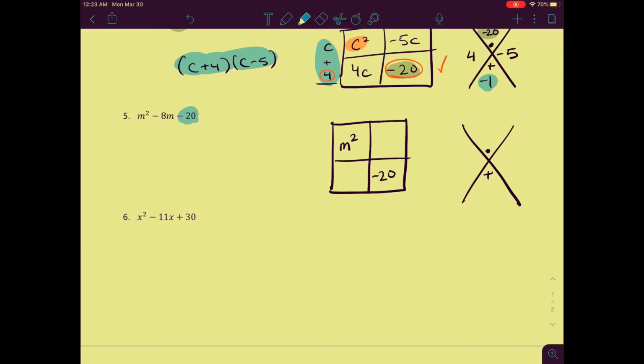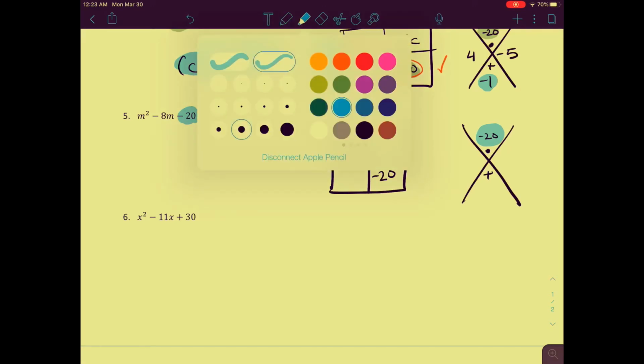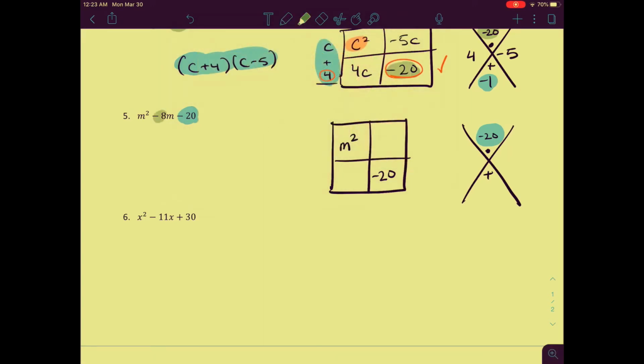And if you guys remember again, this negative 20 is going to be my product. To figure out my sum, I'm going to look at the number in front of the m. In this case, it's just negative 8. And now I want to think of two numbers that multiply to negative 20 and add up to negative 8. If you got negative 10 and positive 2, you're correct. At this point, I'm going to put negative 10m here, and I'm going to put 2m here.